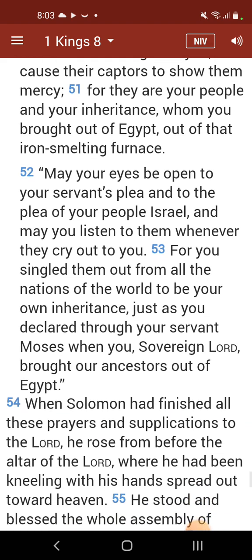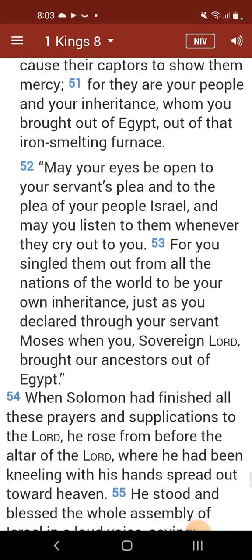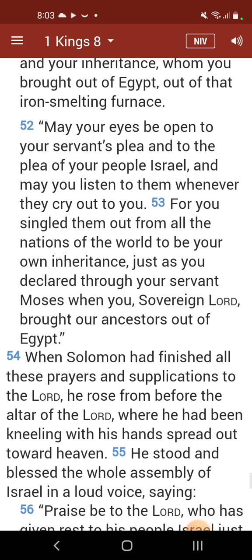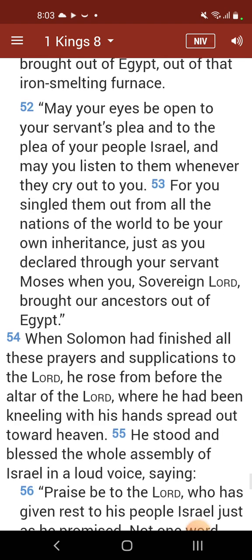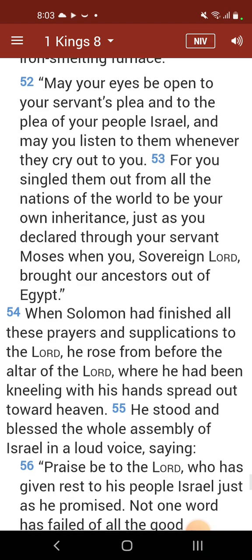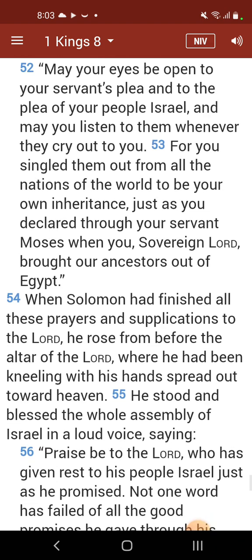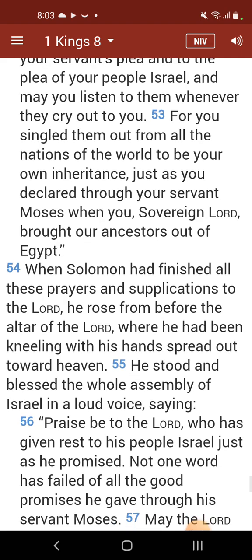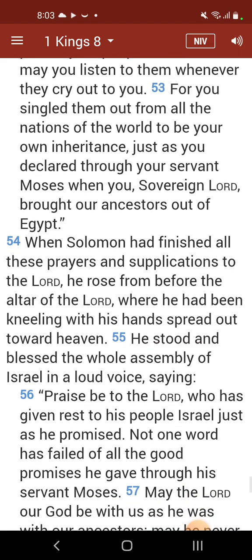May your eyes be open to your servant's plea and to the plea of your people Israel. And may you listen to them whenever they cry out to you. For you singled them out from all the nations of the world to be your own inheritance, just as you declared through your servant Moses when you, Sovereign Lord, brought our ancestors out of Egypt.